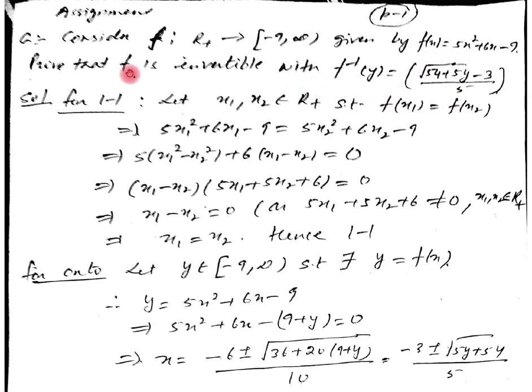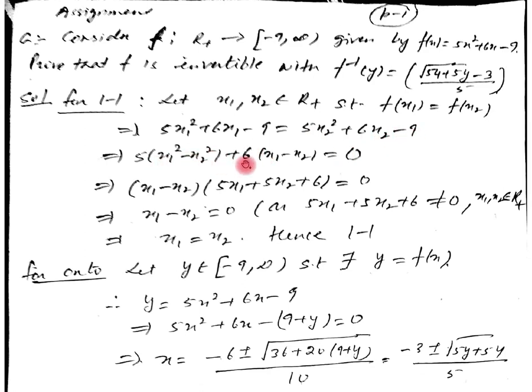Now first we have to prove it is invertible. As usual, first we will prove that the function is one-one. Let x1, x2 belonging to R positive such that their images are equal. If f of x1 equal to f of x2, this implies 5x1 square plus 6x1 minus 9 equal to 5x2 square plus 6x2 minus 9.